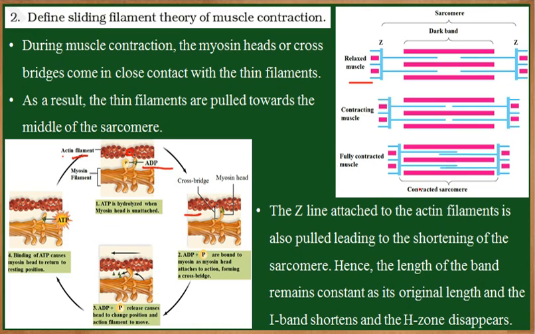As all the sarcomeres contract in the myofibril, the complete size of the myofibril reduces. This we call muscle contraction. Here we can see the myosin head forms cross bridges. The Z lines which are attached to the actin filaments are pulled towards the center, leading to the shortening of the sarcomere. Therefore, the H zone will disappear. There is no H zone; it completely disappears in the contracted sarcomere. This whole mechanism we call sliding filament theory.